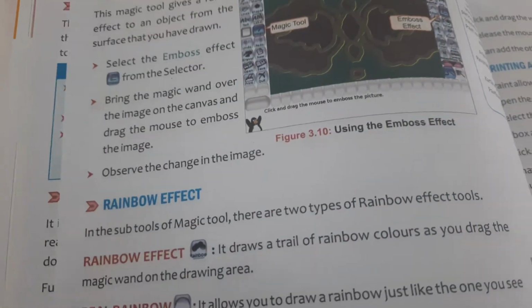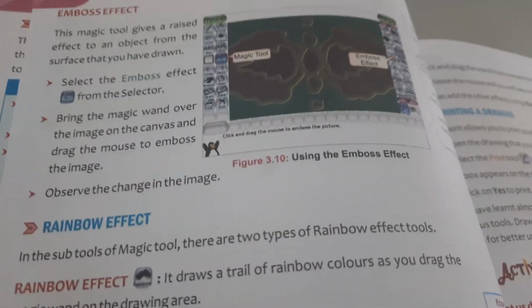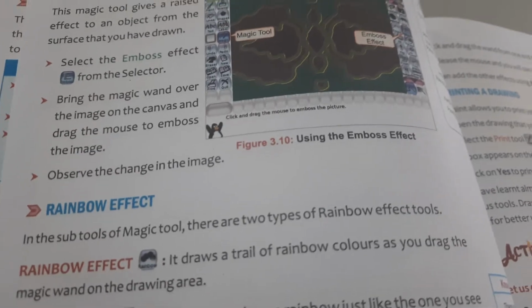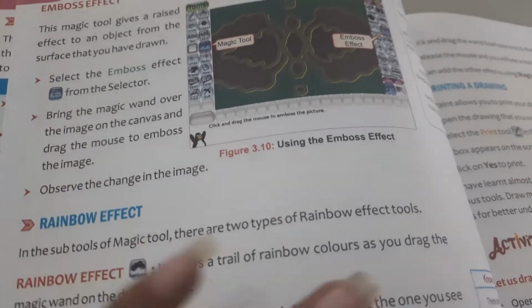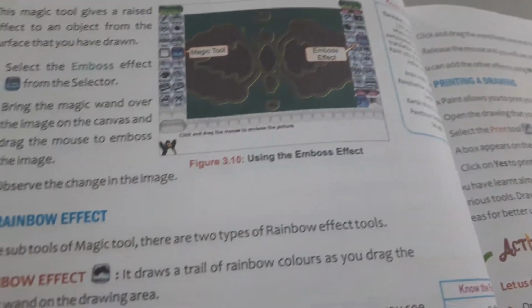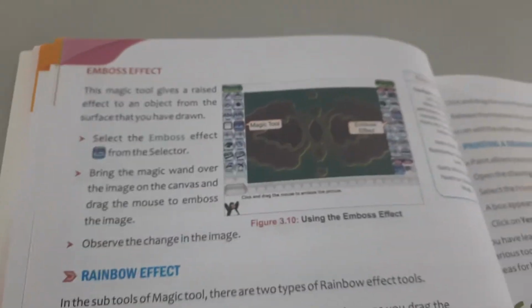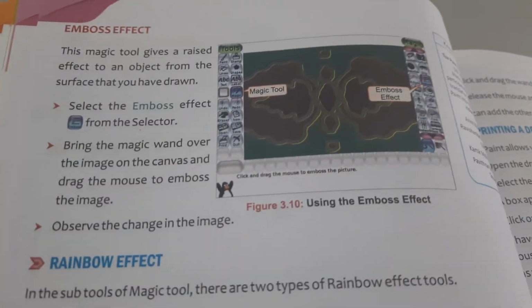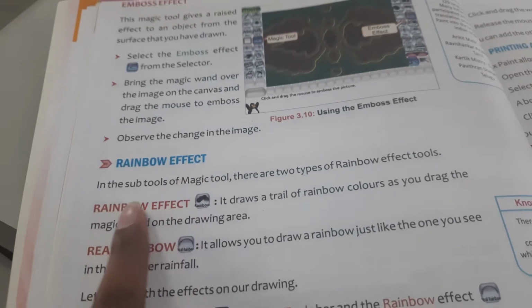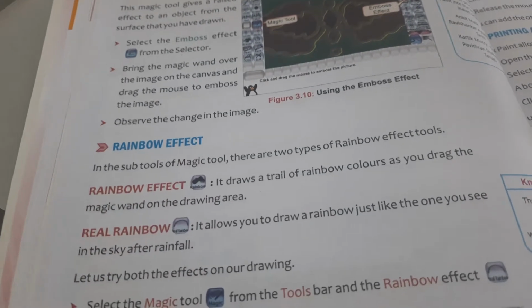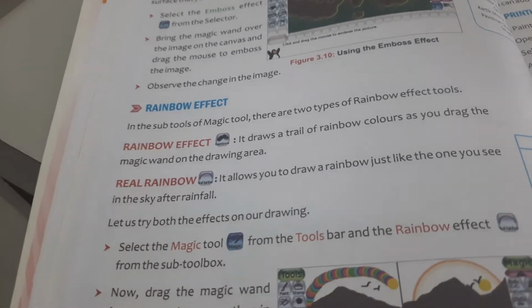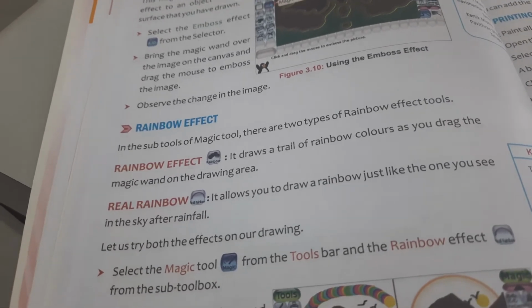When you will choose it, then bring the magic wand or your pointer over the image on the canvas and drag the mouse. When you drag the mouse on the picture, it will apply the emboss effect. Okay, and you can observe the changes in the image. So the next topic is rainbow effect. In the sub tools of the magic tool, there are two types of rainbow effect that you can draw on your picture.